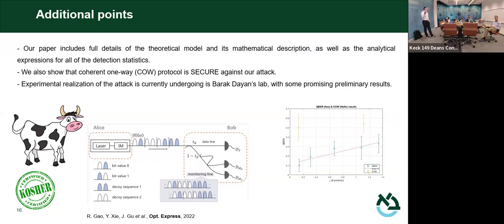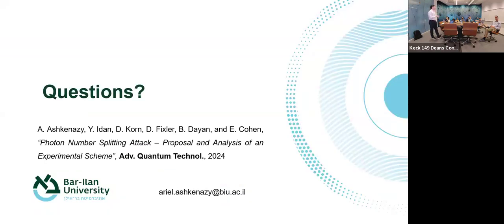And an experimental realization of this attack is currently underway at Berkeley and the Weizmann Institute. Of course, when you go to experiment, then you have many more things to worry about. And we have some preliminary results that you can see on the right, but we're still working on it. So that's it for this part on photon number splitting.